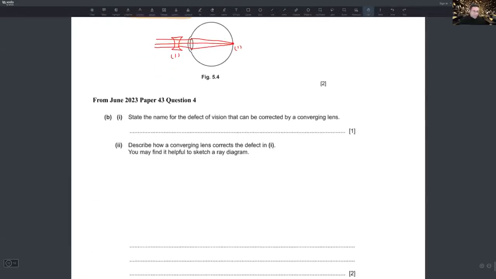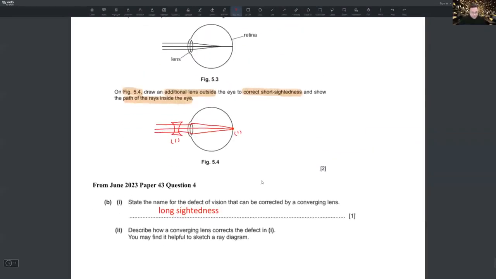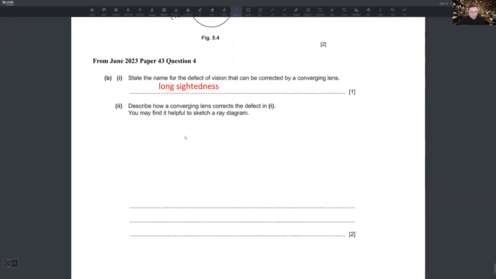Next, state the name of the defect of vision that can be corrected by a converging lens. The lens that focuses the light for you, not unfocuses, like short-sightedness. This is called long-sightedness. To be long-sighted, not short-sighted.